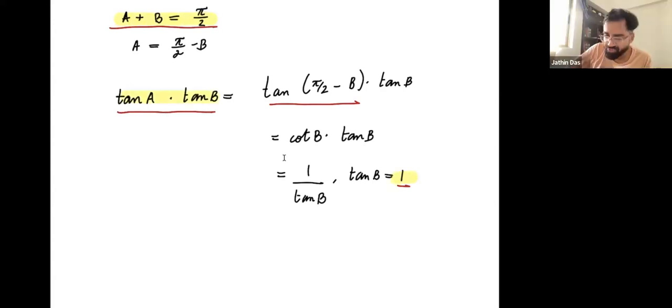This is your wish if you want to write in the formula book. But right now, in the notebook, you write: if A plus B is 90, pi by 2, tan A tan B should be 1, because it will be complementary.